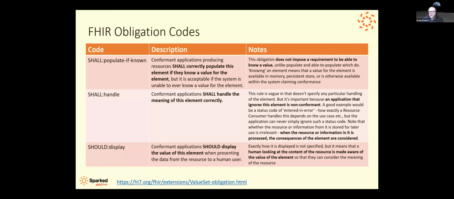The third one here is should display. Here we're saying that you should display the value of the element if you're presenting it to a human user, and that's just to ensure that a human looking at the content is aware of this particular value. So any viewer of an AUPS should display any must support element.